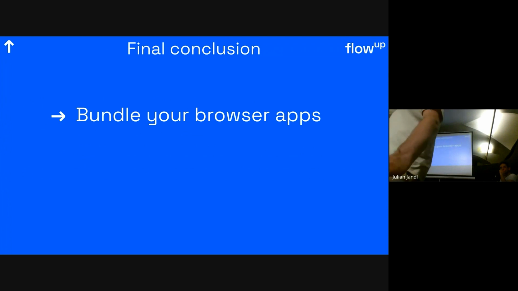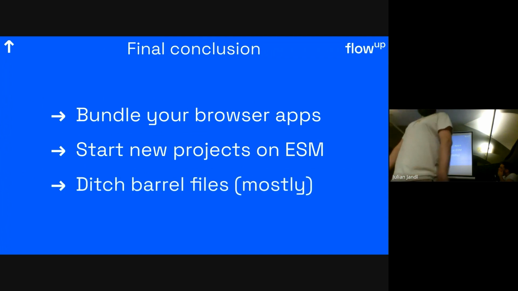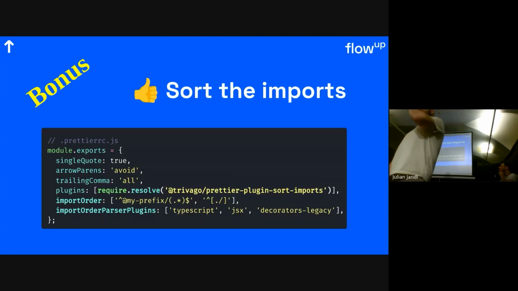Bundle your browser apps with things like Webpack, Vite, all the cool new things on the market. Start every new project on ESM. Don't start on CJS. Even if you like ancient things, don't do it. And ditch the barrel files mostly. You can keep one or two just to remind yourself how horrible ideas they are, but ditch them completely, ideally.